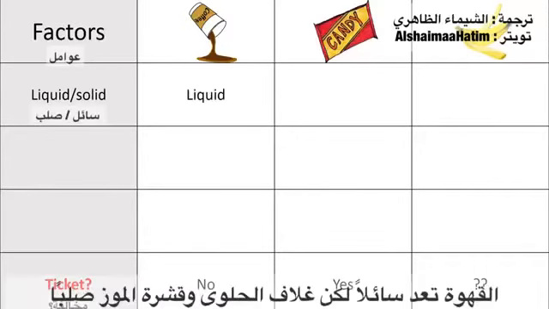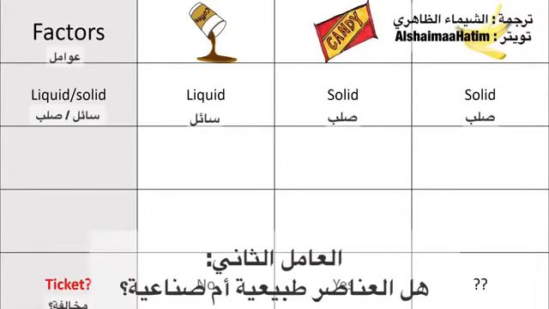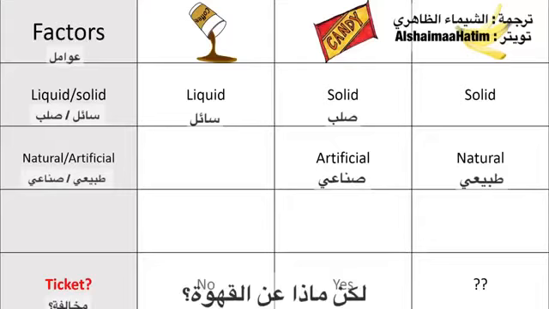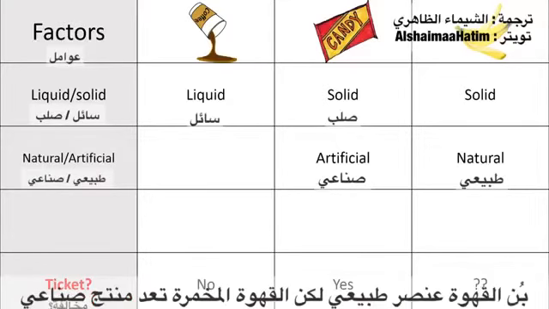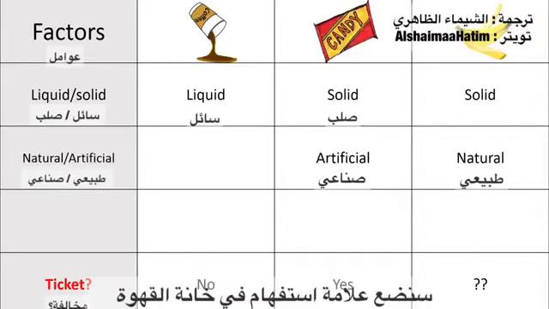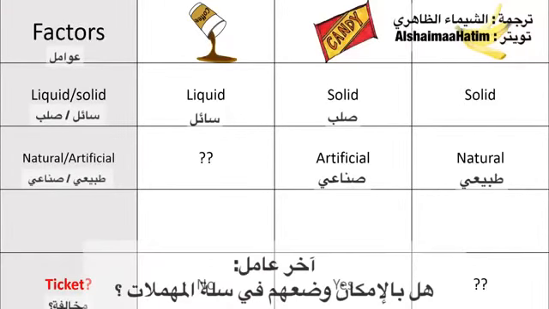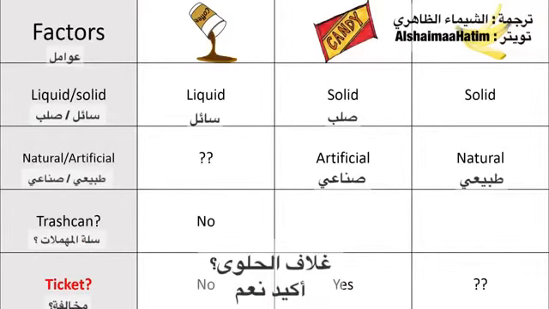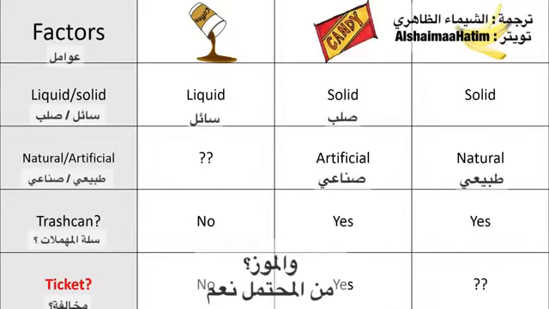Our first factor or point of comparison will be liquid or solid. The coffee is liquid, but the candy wrapper and banana peel are solid. Our second factor will be whether the item is natural or artificial. The answer is easy for the wrapper, artificial, and the peel, natural. But what about coffee? Coffee beans are natural, but brewed coffee is a manufactured product, so coffee could go either way. We'll put a question mark for coffee. Our last factor will be whether you would put the item in a trash can. Coffee? Probably not. A candy wrapper? Definitely. And a banana? Probably.